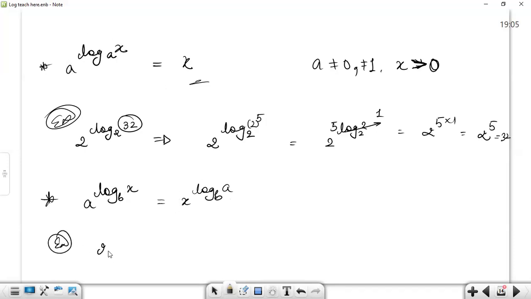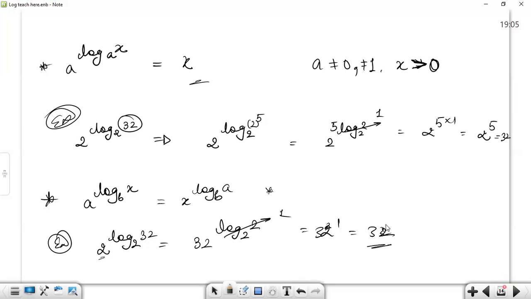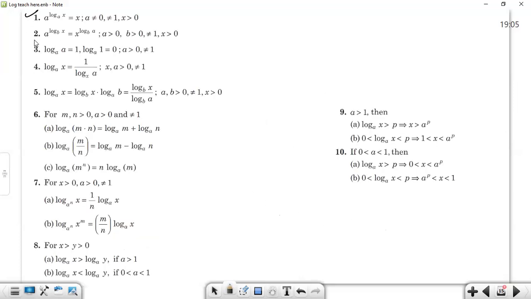Let's take an example. 2 raised to power logarithm of 32 to the base 2. We know its answer is 32 itself. So if this property is true, our answer will also be the same. So we'll change the positions. So 32 raised to power logarithm of 2 to the base 2. Now what is this? 1. So it's 32 raised to power 1, it's 32. So our property stays true. So these two properties are very important. They're written here.